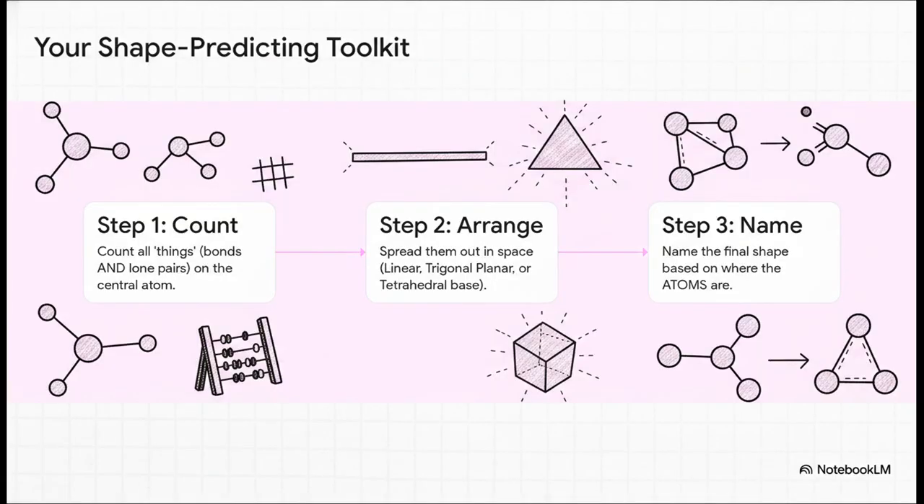So here's your toolkit. From now on, you can predict the shape of pretty much any molecule. Step 1. Just count up the total number of things on the central atom. That's all the bonds plus all the lone pairs. Step 2. Arrange those things in space so they're as far apart as possible, linear, trigonal planar, or tetrahedral. And step 3, my favorite part, pretend to cover the invisible lone pairs with your thumb and just name the shape of the atoms you can still see.